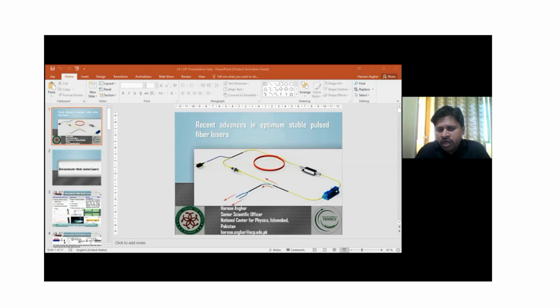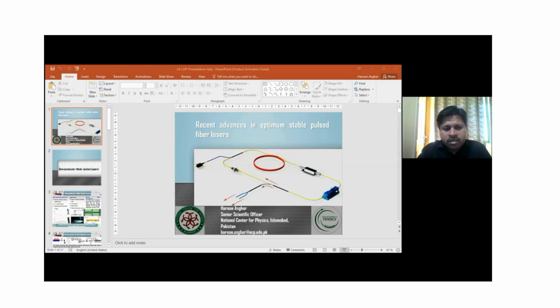Similar to optical feedback, there is another technique called the optical injection technique, in which we use an additional laser source. The light from this laser source is injected into this diode laser, and then the injected light interacts with the gain medium. Consequently, the dynamics of the laser changes.